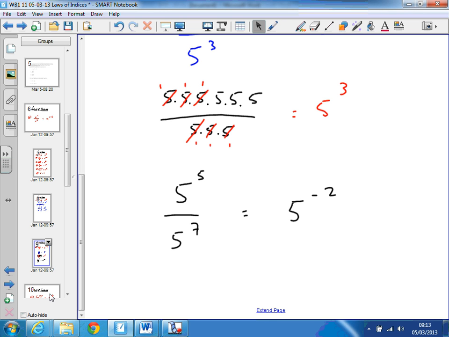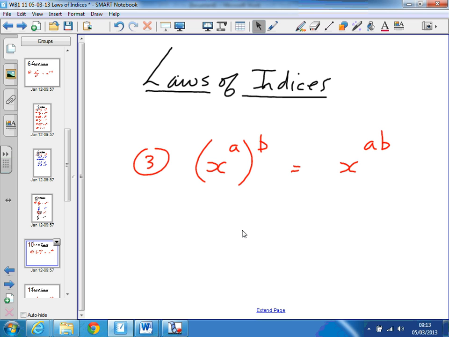What about the third law of indices, number 3? x to the a raised to another power b equals x to the a times b. So what that means is, for example, a base x raised to a power, say, 2, and then cubed. What that's saying is, I multiply the powers. 2 times 3 is 6.